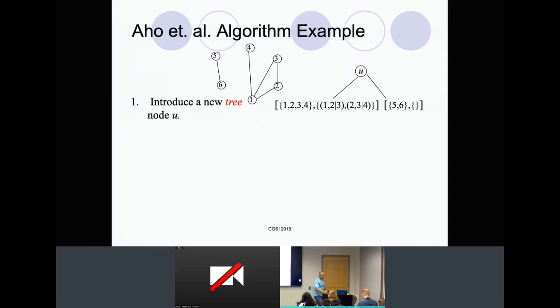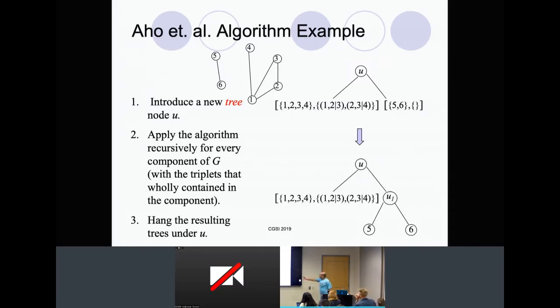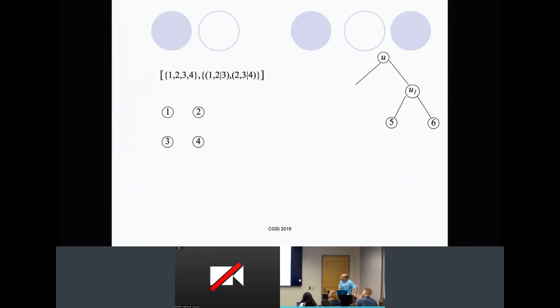So let's see how we continue now. We apply the algorithm recursively for every component of G. Let's see how it really works. Here on this side, we just hang 5 and 6 because we have no information here. Have a look, no information. So we just hang them. But here we can recurse with our algorithm. So this is the recursion, again the connectivity graph.